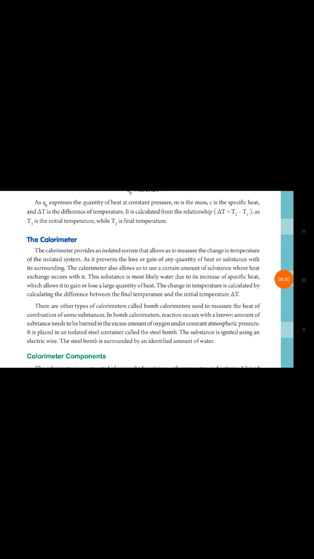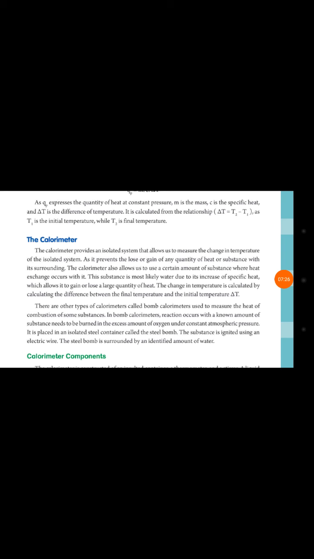The change in temperature, ΔT, is calculated as the difference between the final temperature and the initial one. There are other types of calorimeter called the bomb calorimeter, used to measure the heat of combustion of some substances. In the bomb calorimeter, a reaction takes place with a known amount of the substance to be burned in excess oxygen under constant atmospheric pressure. The substance is placed in an isolated steel container called the steel bomb.